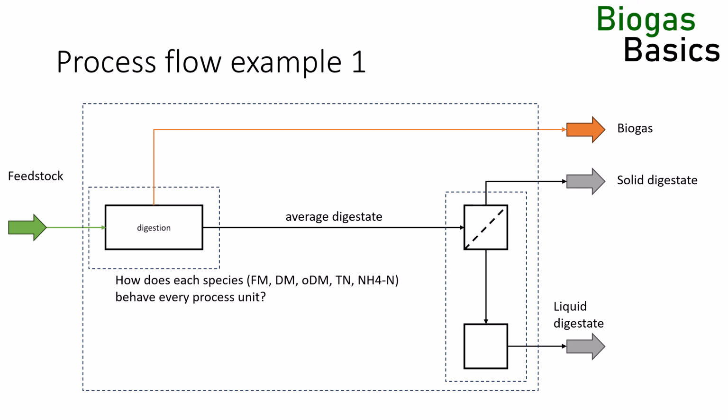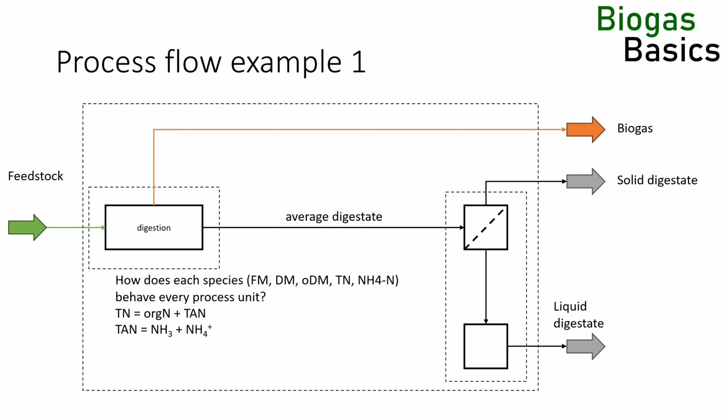Now we need to define how each species behaves in the substeps. How does the fresh matter, dry matter, organic dry matter, total nitrogen and total ammonia nitrogen split in each process step? For example, how does the nitrogen behave in the digestion step? First, we separate the total nitrogen into organic nitrogen and total ammonia nitrogen. As a reminder, total ammonia nitrogen is the sum of ammonia and ammonium nitrogen. Total nitrogen is the sum of organic nitrogen and total ammonia nitrogen.